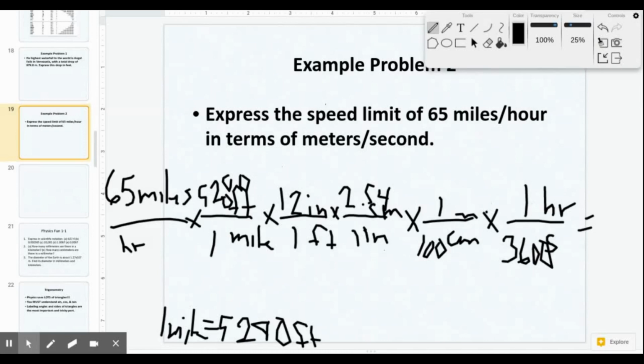And now we're ready to solve. So as we calculate this, we're going to have 65 times 5,280 times 12 times 2.54. And then we have ones. So now we're ready for the bottom. And on the bottom we have, so we'll divide by 100 and then divide by 3,600. So for an answer, I got 29.05706, and that's meters per second.